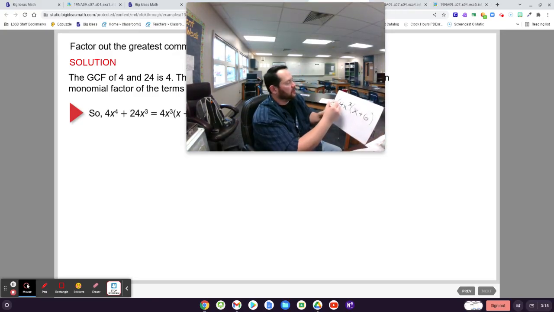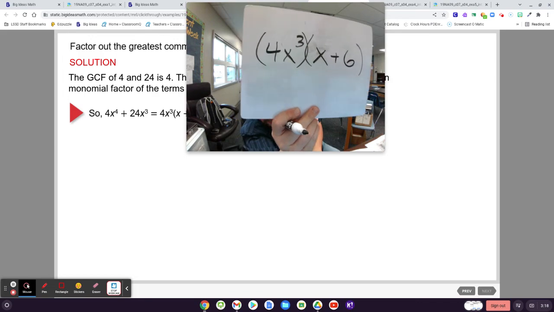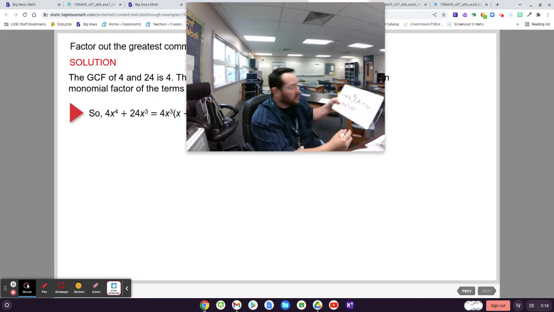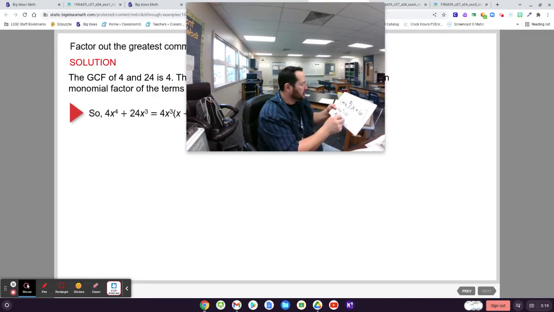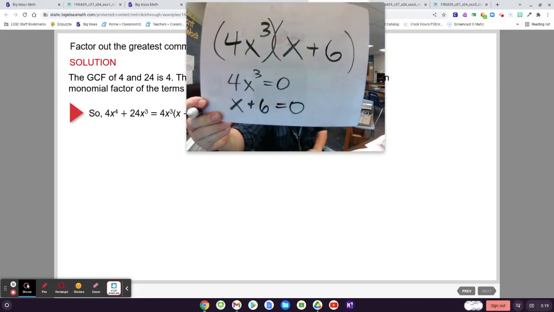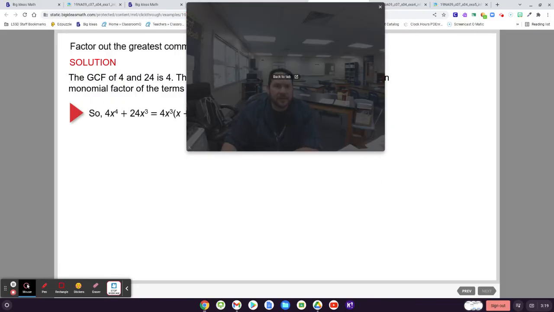If it helps, you can put that 4x cubed in parentheses just so you remember that's its own factor. So then when you solve that, it's either 4x cubed equals 0. That's one thing you'll solve. Or x plus 6 equals 0. So these are the two things you'll solve for this problem right here. Okay, so let's click through how that works.